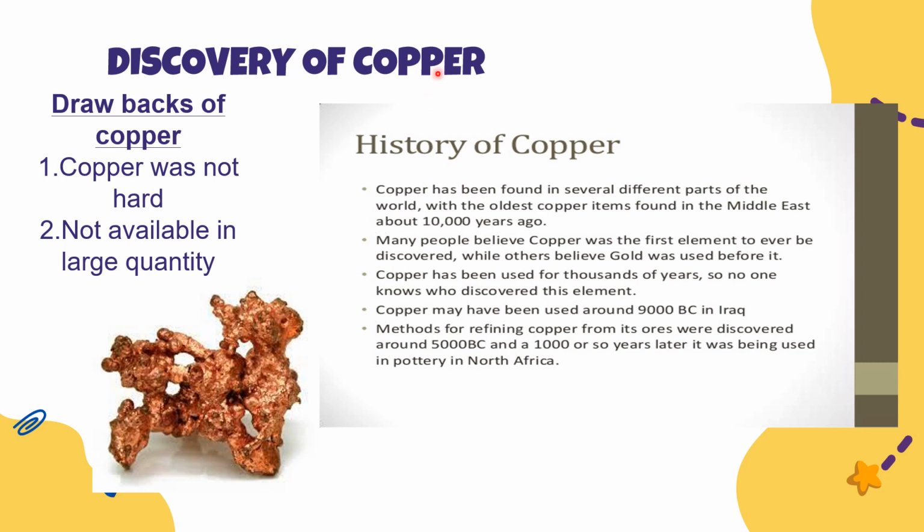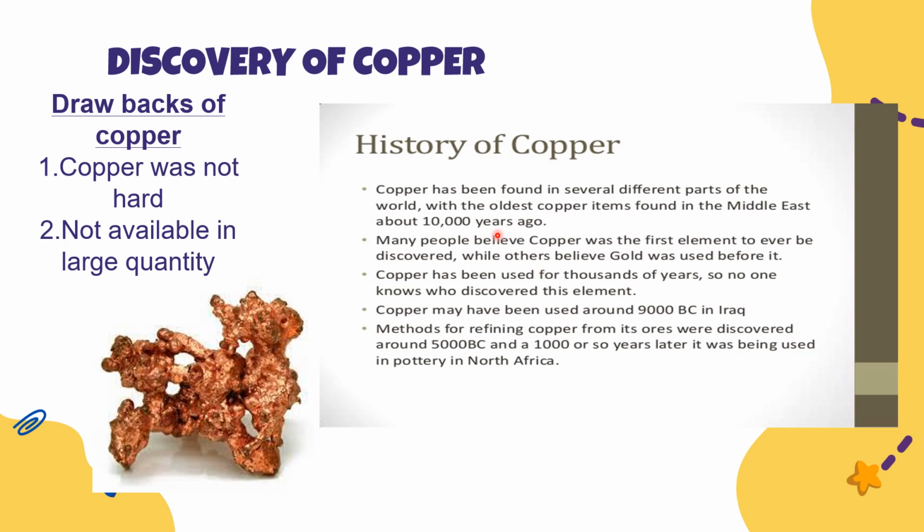So now we will see about the discovery of a few metals such as copper and iron. Only after the invention of copper and iron, many tools and machines got developed. Okay, so first, if we talk about the discovery of copper, people believe that copper was the first metal which was discovered, and in some parts of the world, people believe that gold was discovered even before copper.